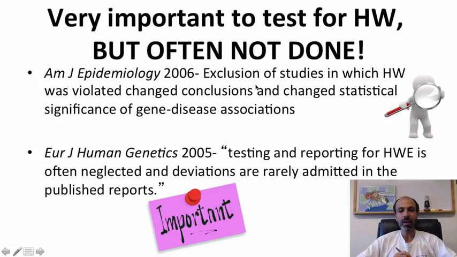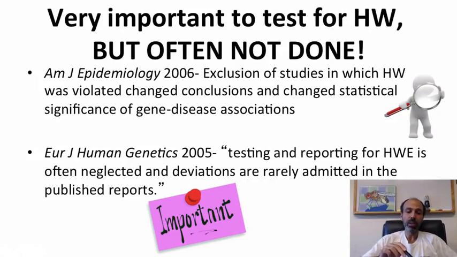Now, although it's very important to test for Hardy-Weinberg, this is often not done. Here are excerpts from 2 studies from not too long ago. This is from the American Journal of Epidemiology in 2006. The exclusion of studies in which Hardy-Weinberg was violated changed the conclusions and changed statistical significance of gene-disease associations. That's scary. Think about it. Millions of dollars go into finding these gene-disease associations. We really need to be careful to know that we're doing them right.